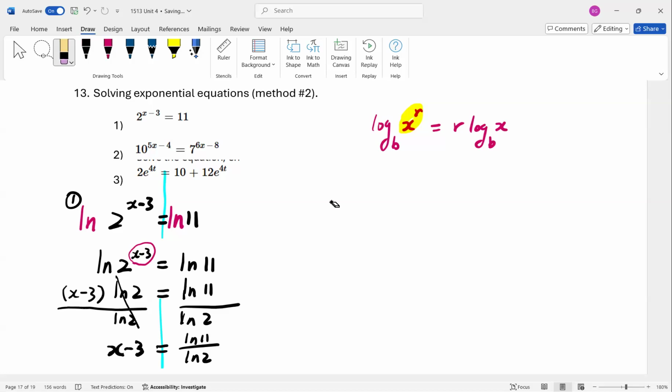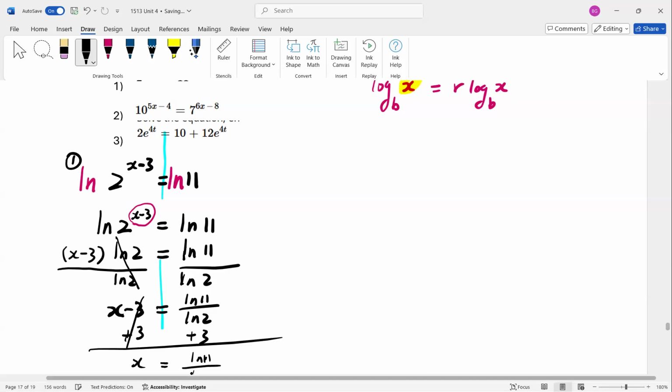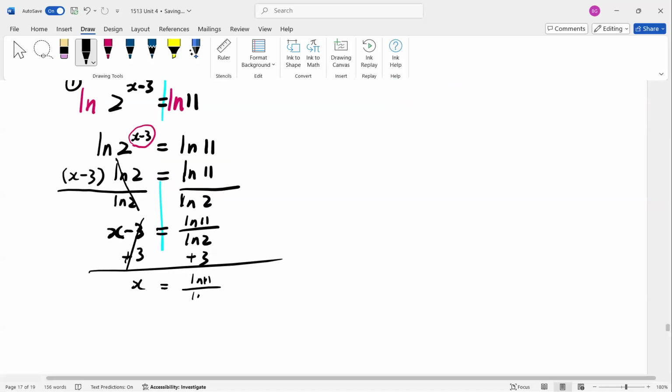And then we add 3 to each side, almost there, to peel the onion to isolate x, right? Then -3 and positive 3 cancel. Then we have x equals ln 11 over ln 2, and then plus 3. And that's the answer.